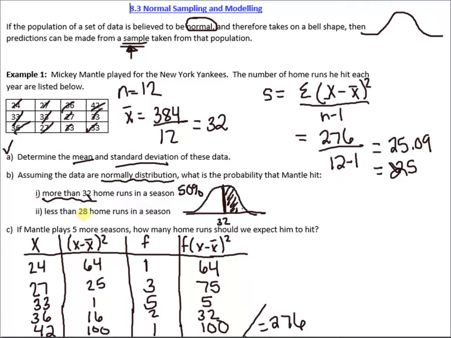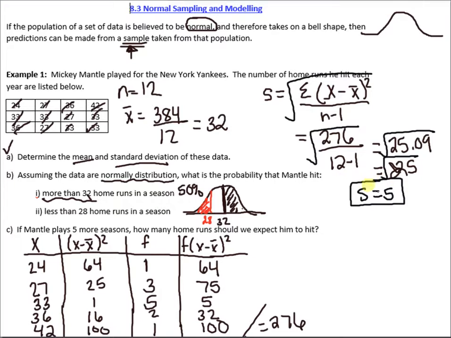Now, what about less than 28? Let's change my color here. Let's say that this here is 28. Oh, I'm so sorry. We had to root this. So root 25, sorry, the standard deviation is actually just 5. The variance was 25. So it doesn't change part 1, but it will definitely change number 2 here.